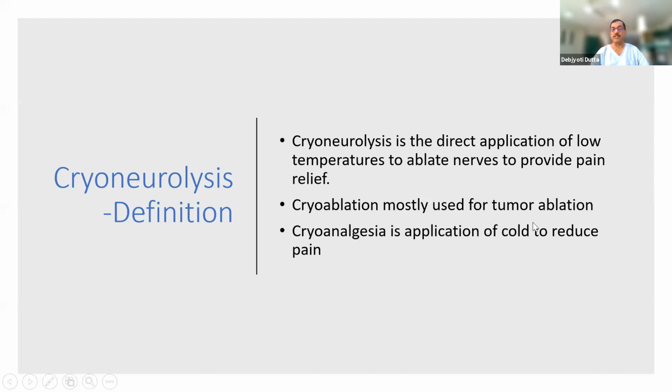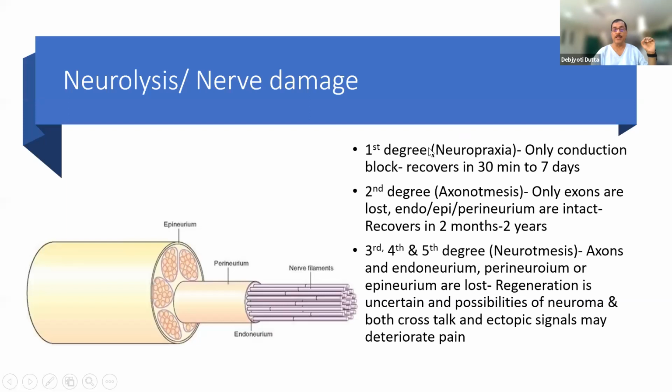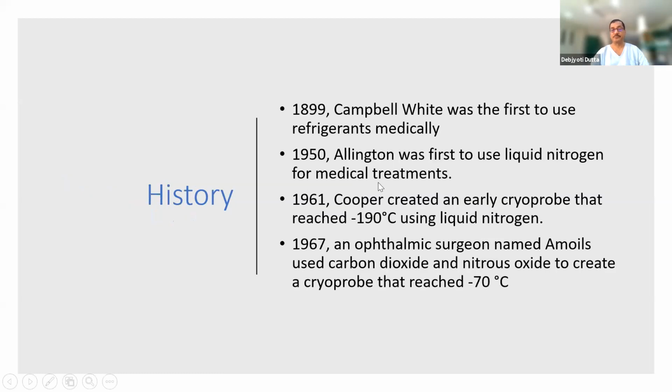Cryoablation is mostly restricted to tumors, but you can also call cryoablation of the nerve cryoneurolysis. But what is cryoanalgesia? Cryoanalgesia is basically for the first degree block, that means neuropraxia, by application of the cold. That is called cryoanalgesia. But cryoablation and cryoneurolysis are the terms restricted to when you are ablating enough.